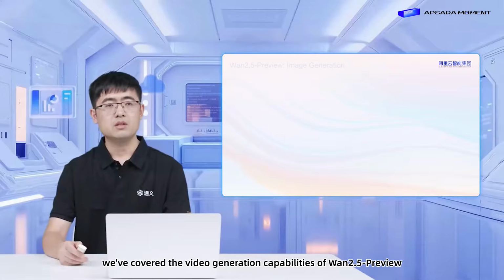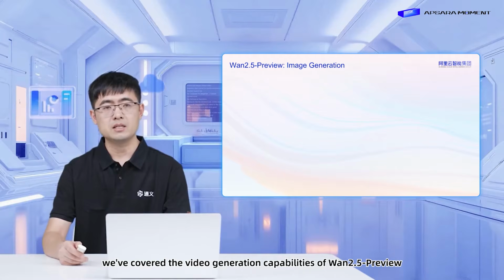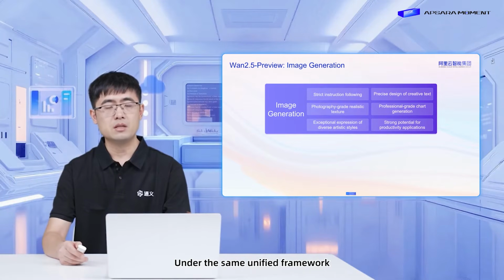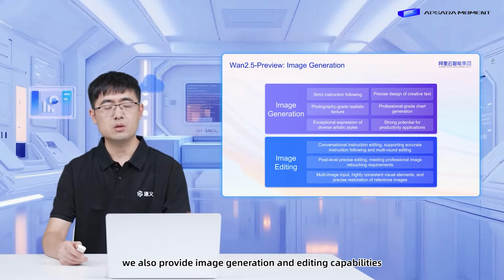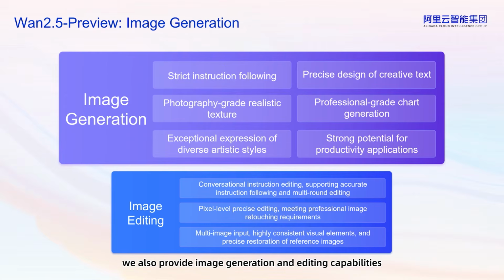So far, we've covered the video generation capabilities of Wan2.5 Preview. Under the same unified framework, we also provide image generation and editing capabilities. For image generation, text-to-image, thanks to the foundational capabilities of the native multimodal model, our understanding of user prompts and instruction adherence has significantly improved.